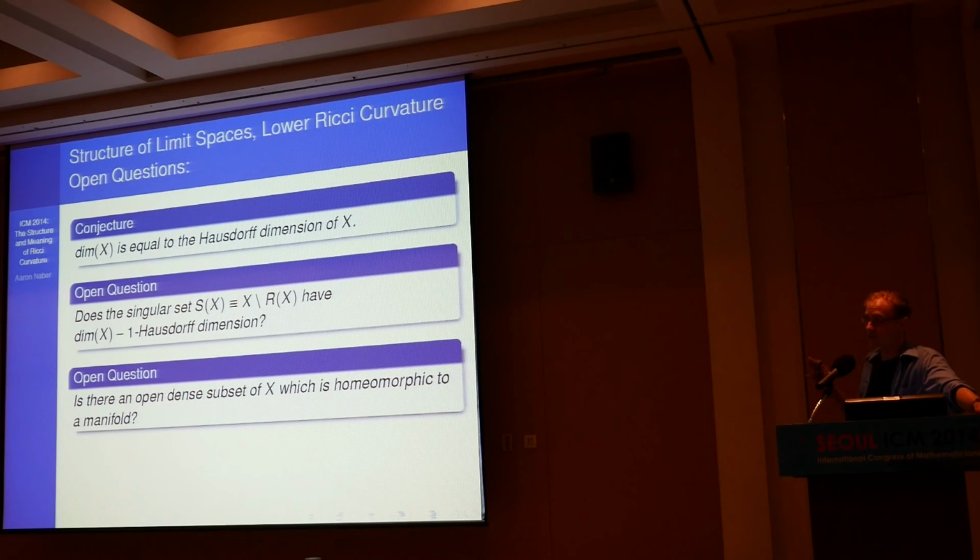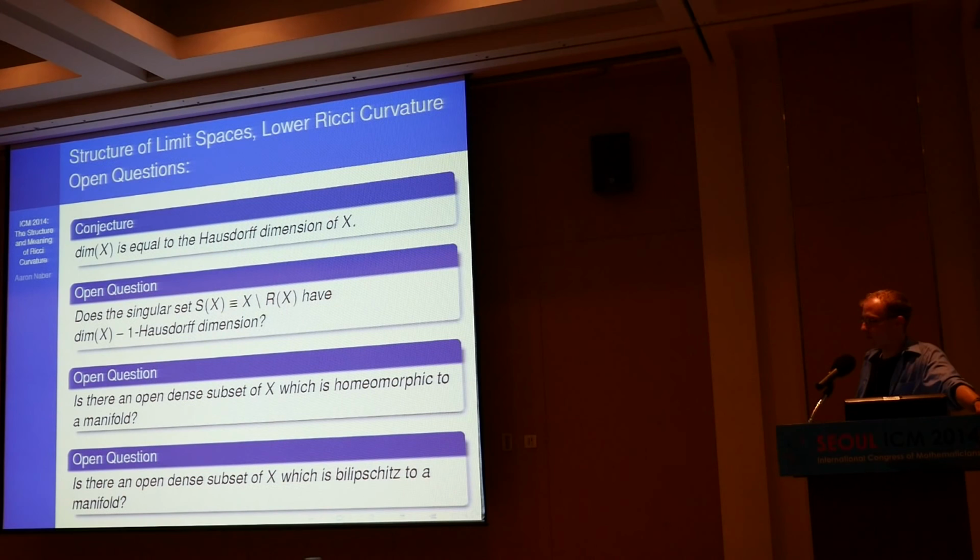And slightly more general than that even would be to ask it not to be homeomorphic, but bi-Lipschitz to a manifold. I'm actually not even convinced this is true. Probably part of the reason why the third one is so tough is the fact that I'm not convinced the fourth one is true. But nonetheless, it's a good question. Prove it or disprove it.